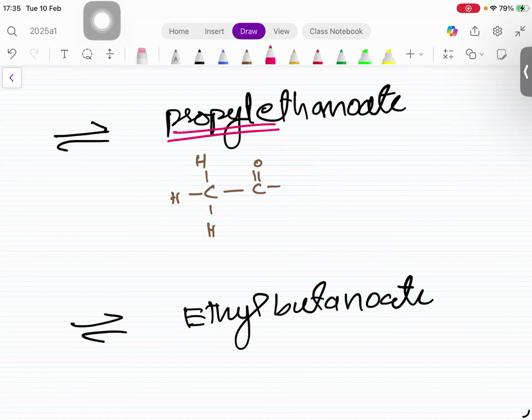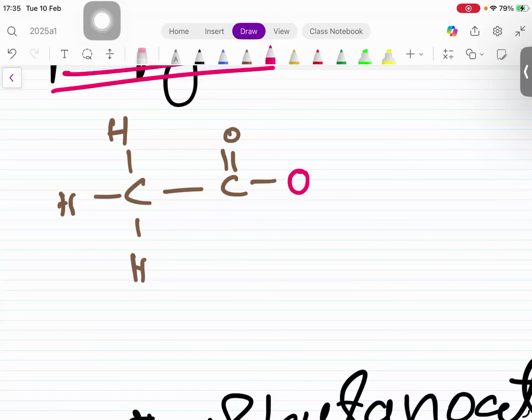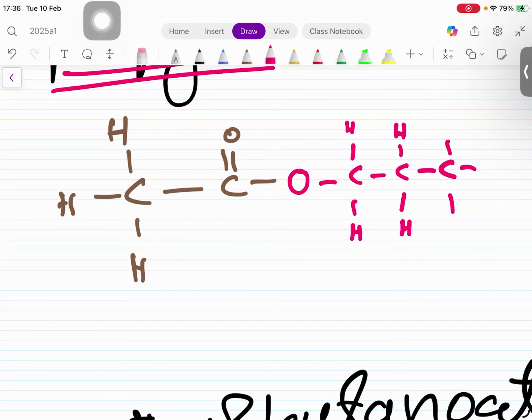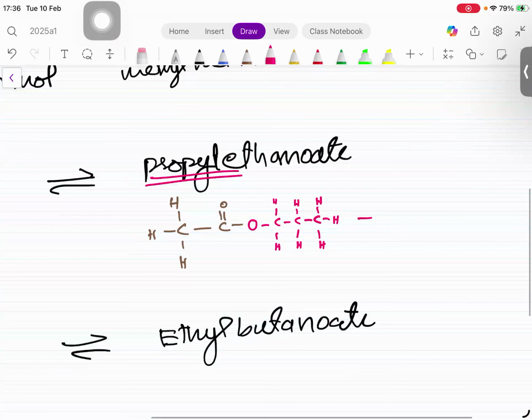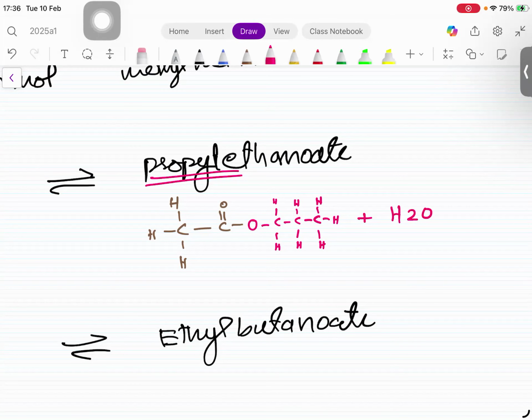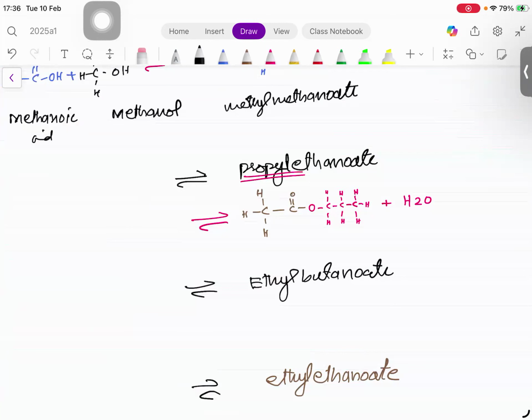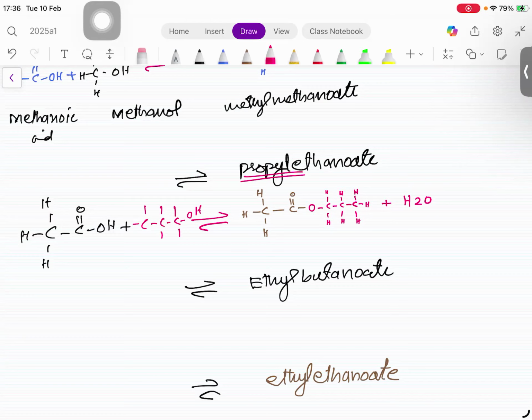And propyl means how many carbons in alcohol? 3. And this CO has the oxygen of the alcohol. And then how many carbons with this? 1, 2, 3. And we know the rule that every carbon should have how many bonds? Like this, plus what? H2O. And on the other hand, what are the reactants then? Ethanoic acid. And then what is the other reactant? Propanol. Here it is. Got it?